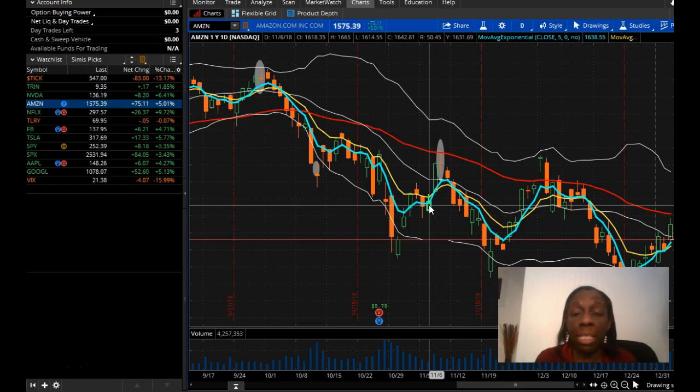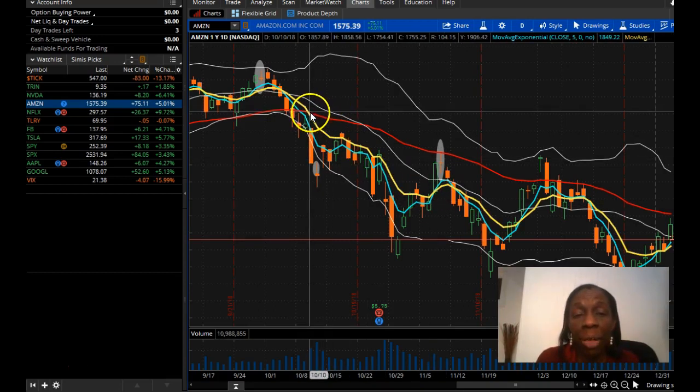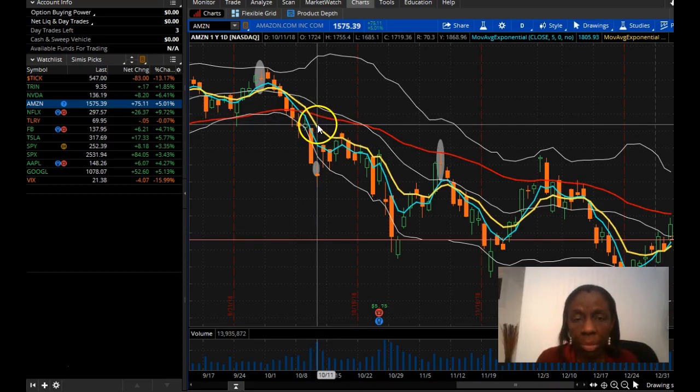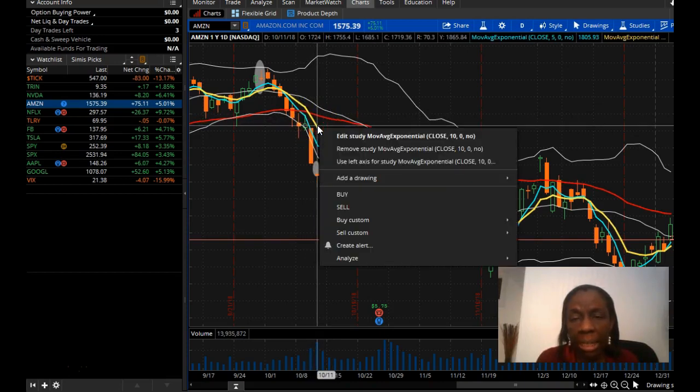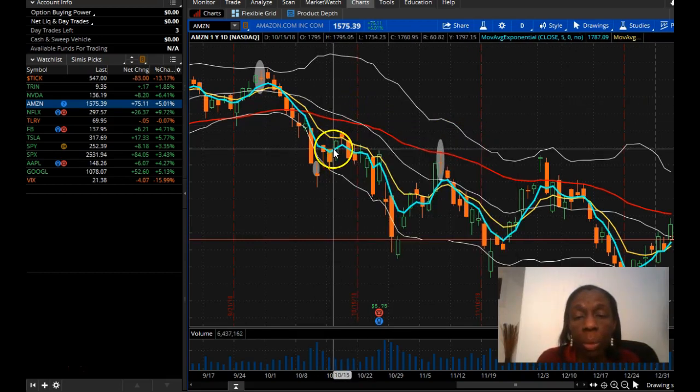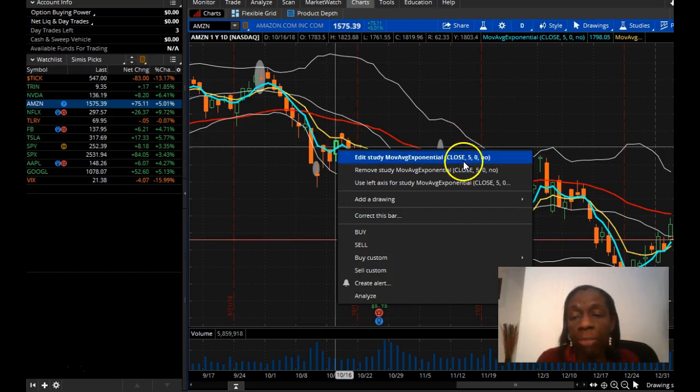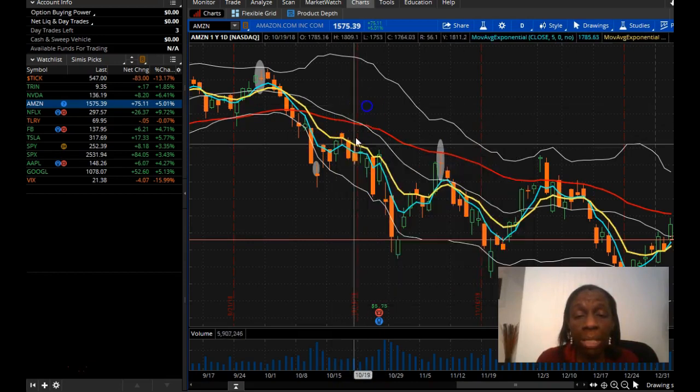Now I'm going to take it a step further, because now I'm going to move into the moving averages. So the moving averages, this yellow line is the 10-day moving average. If we right-click on this line, it tells you right here that it's the moving average exponential. In this case, it's the exponential moving average. You have a simple moving average as well. And it gives you here this middle number. It's the 10-day moving average. And if we click on the blue one, it should tell us it's the 5-day moving average.